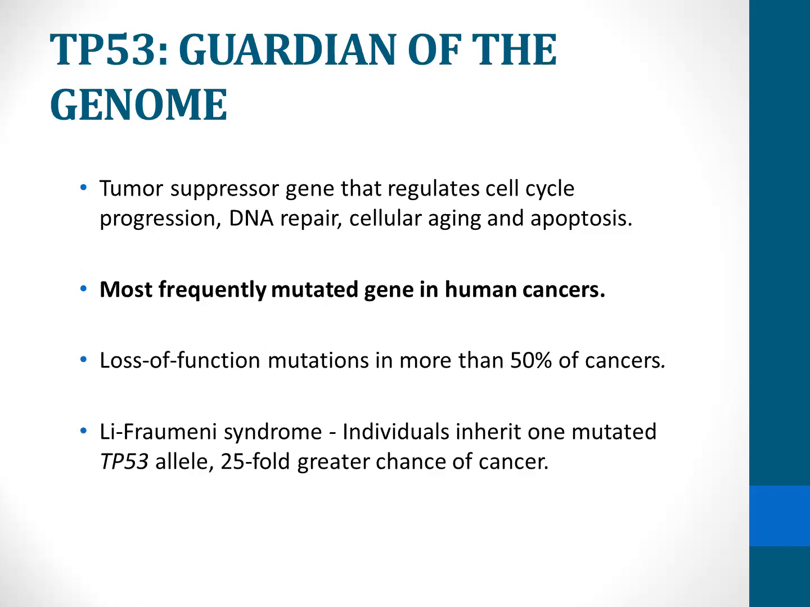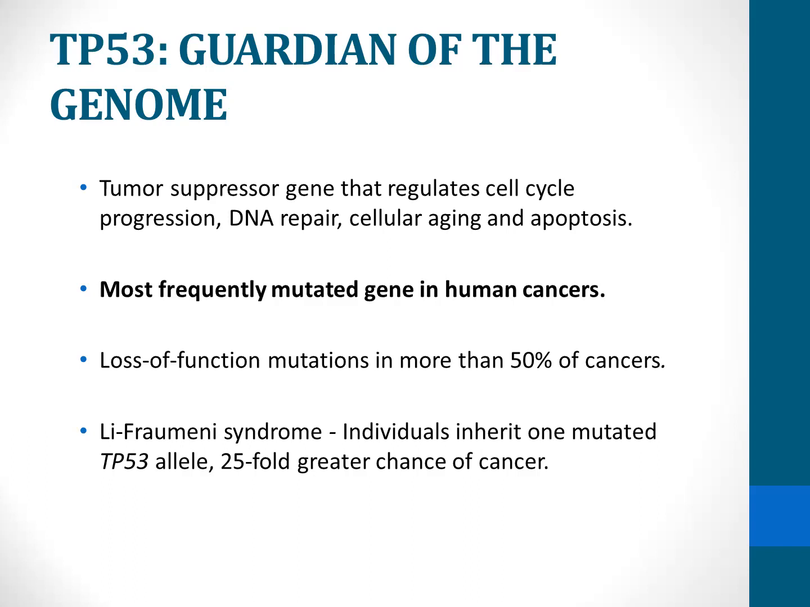Another important tumor suppressor gene that we'll be discussing in this topic is TP53, which is called the guardian gene. It regulates cell cycle progression, it repairs DNA, and this gene also leads to cellular aging and apoptosis of damaged cells. This is the most frequently mutated gene in human cancers. Loss of function mutations occur in this gene. Li-Fraumeni syndrome is a syndrome associated with mutations in this gene.